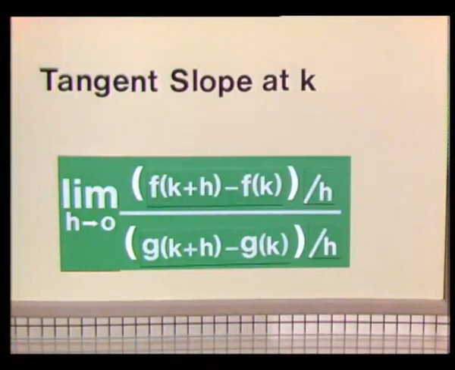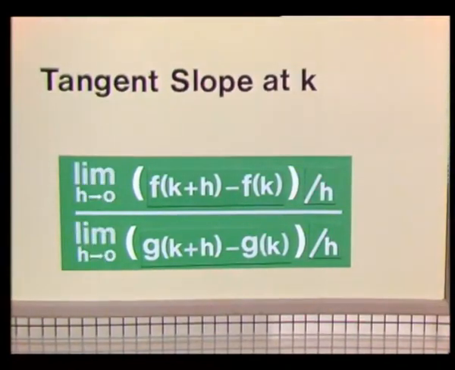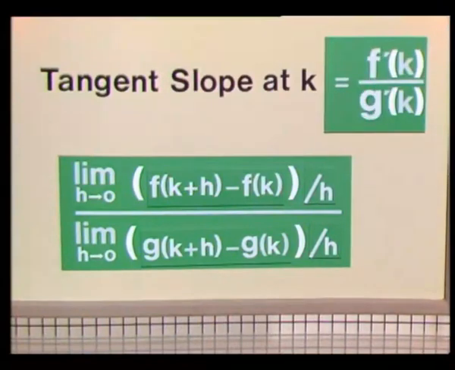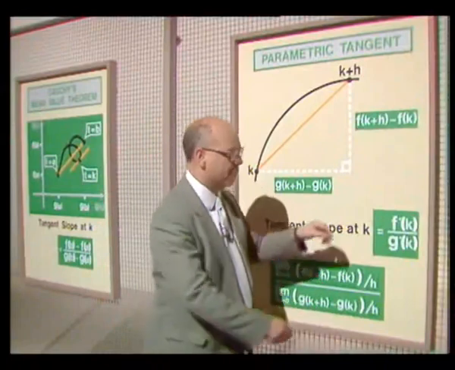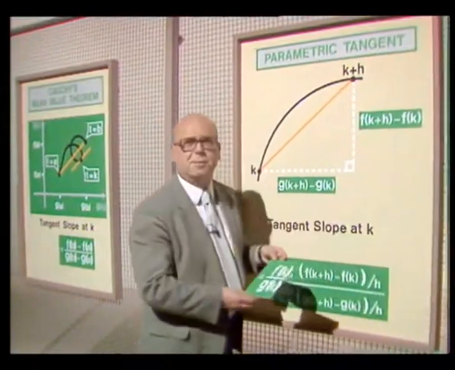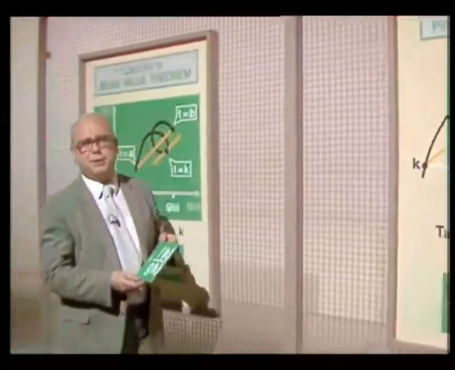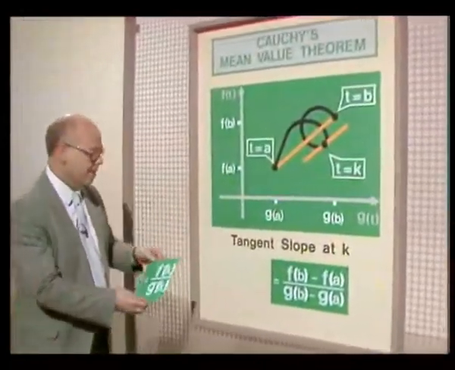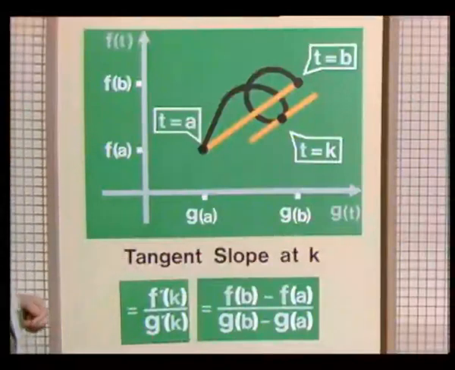The limit can, of course, be expressed as a quotient of two limits. And so now the numerator is our familiar definition of the derivative f'(k), and similarly the denominator is g'(k). So the tangent slope at k is f'(k) over g'(k). And this is what's needed to state the Cauchy mean value theorem fully. I've given you the idea of the proof geometrically. The rigorous proof is in the text, as it is just too algebraic to do here. But here is the formal result. And at least this bit is reminiscent of L'Hospital's rule.